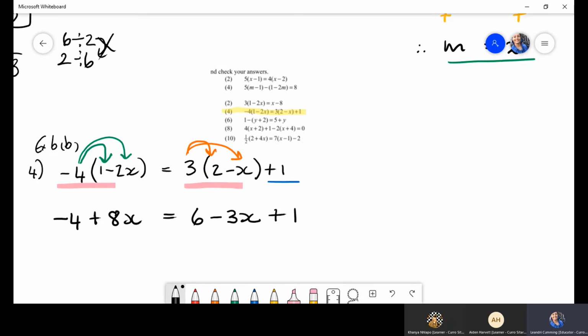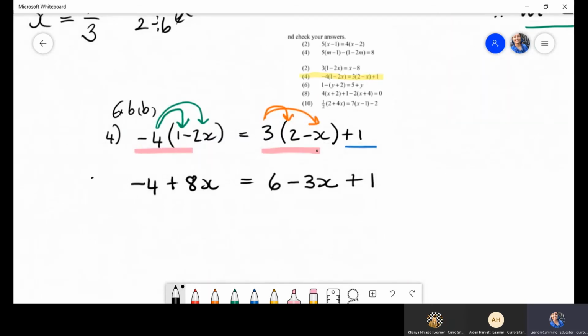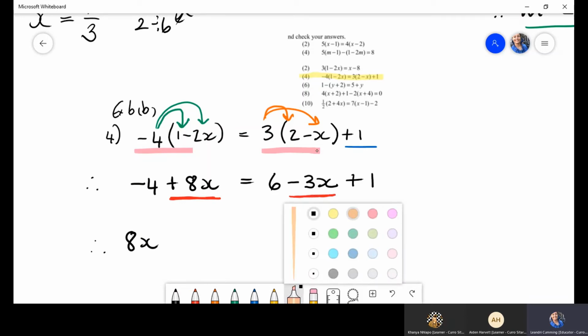That's just a constant. Now, let's group. I already have a positive 8x here. So I'm going to leave it on my left-hand side. It's an 8x. Let me go fetch all my other x's. From the left-hand side, I bring it over.